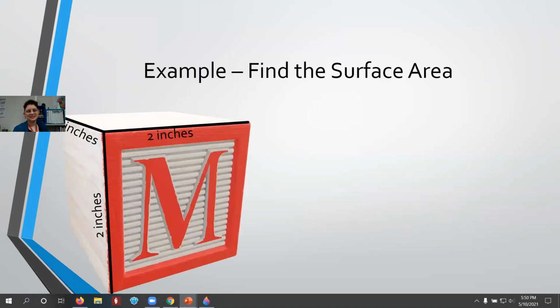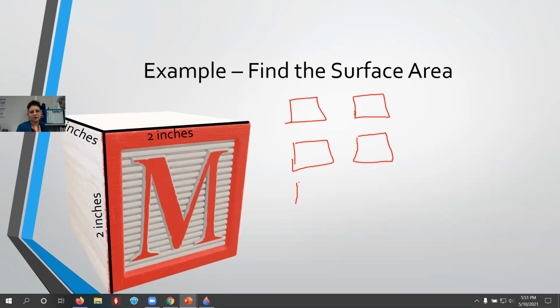Now let's find the surface area. So this is a cube, which means it's made up of 6 squares. So we can sketch out our 6 squares. We have a front-facing square and a back-facing square. We have a top-facing square and a bottom-facing square. We have a right-facing square and we have a left-facing square. Sorry that my squares aren't so great.